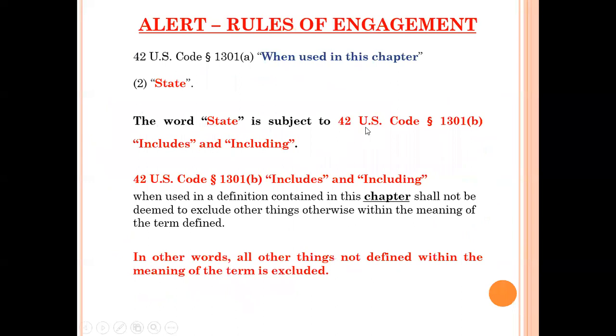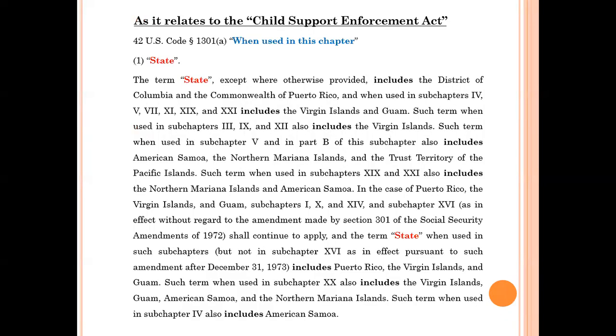The word state is subject to 42 U.S. Code 1301(b), includes and including. When used in a definition contained in this chapter, it shall not be deemed to exclude other things otherwise within the meaning of the term defined. In other words, all other things not defined within the meaning of the term is excluded. Now, this part right here is definitely the most difficult part for a lot of people to understand. I got a couple of Supreme Court cases to back this up real quick. But before we get to that, let's see if we can make sense of this first.